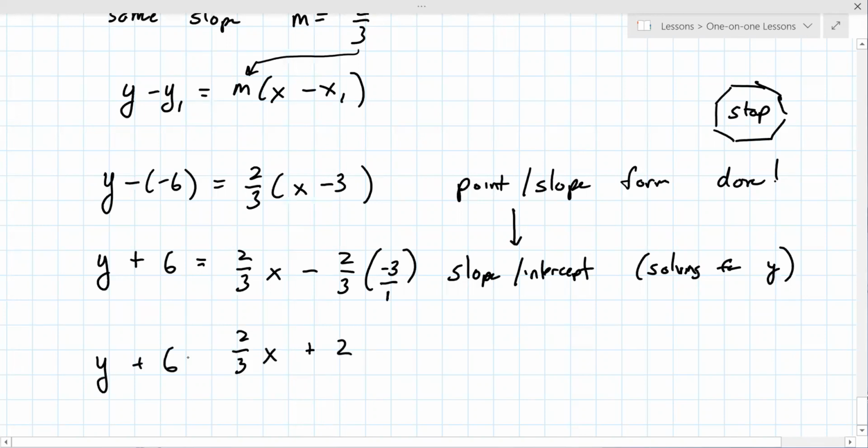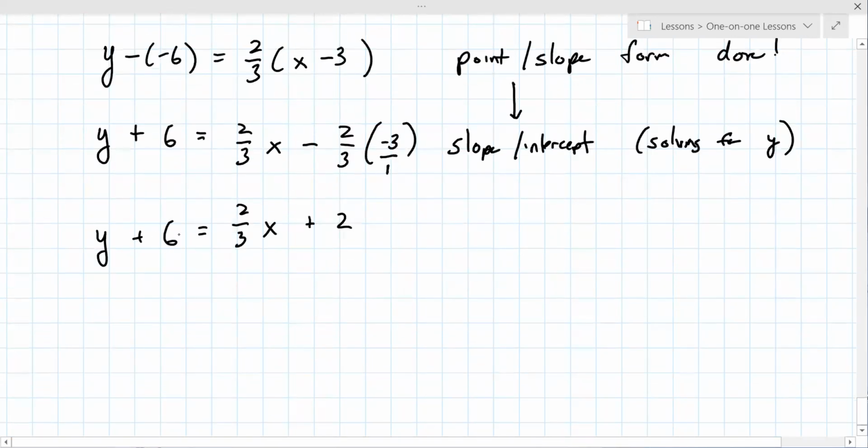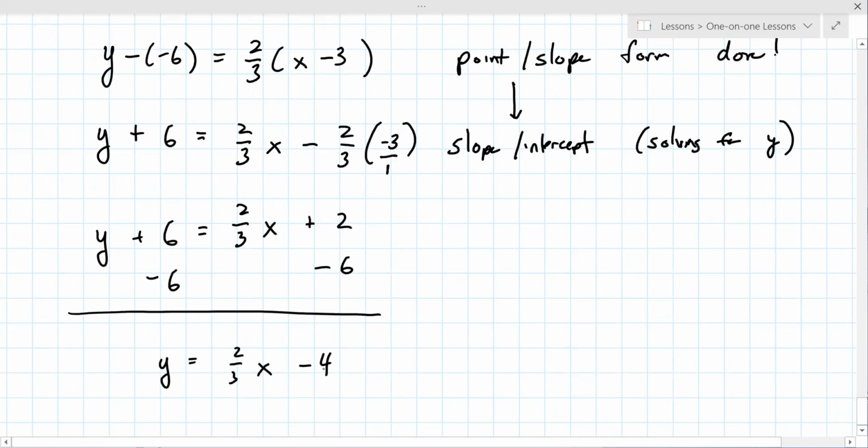Okay. Now we're not quite there because we still have this 6 on the left side of the equation. So we're going to subtract 6 from both sides of the equation. y equals 2/3 x minus 4. So why is this in slope-intercept form? Because it looks like y equals mx plus b, or as I said up here, solve for y. So you have to know, hey, I've got to solve for y.